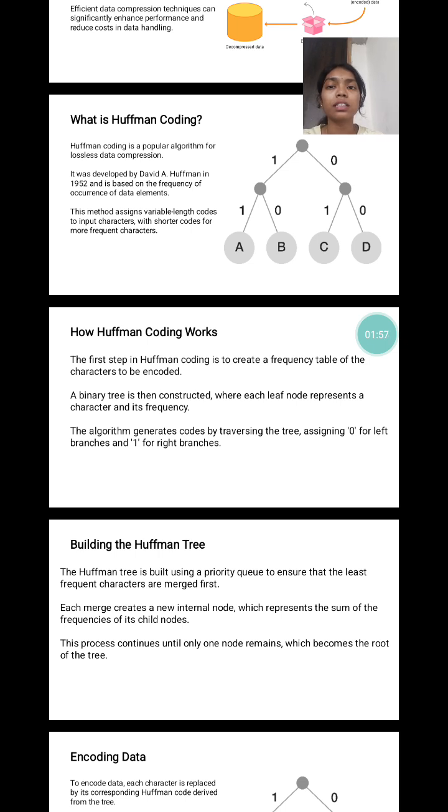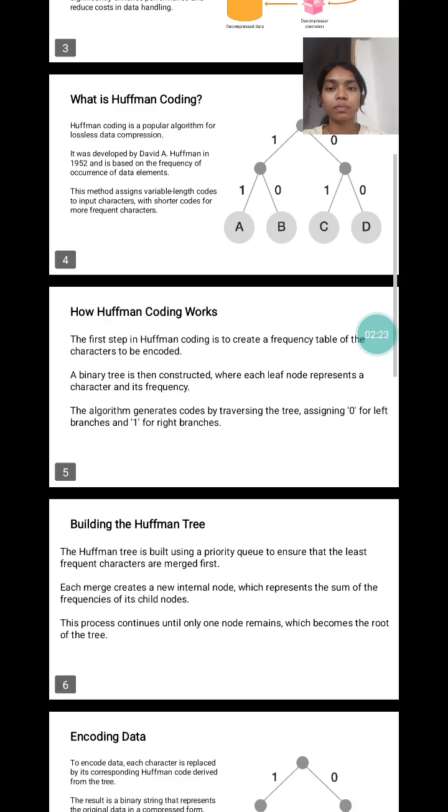Here they said what Huffman coding is. It is a popular algorithm developed by David A. Huffman in 1952. It is based on the frequency of data elements, and it is used in data compression. We can make shorter codes for more frequent characters.